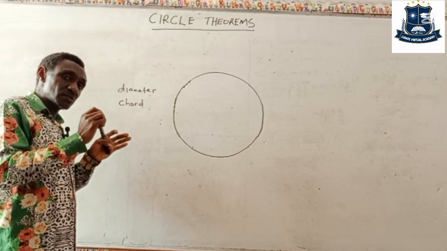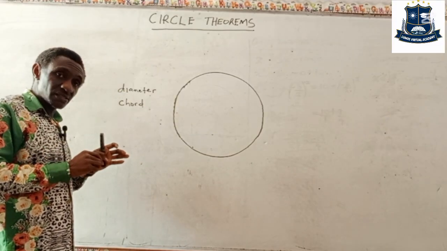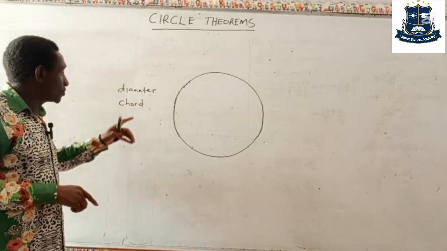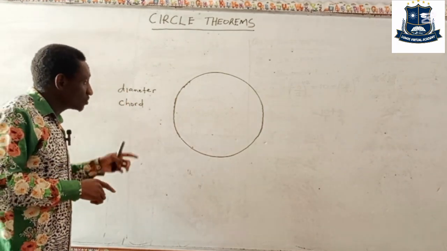Diameter, you can know using the wherever it says O. Okay. In the center, you know that that is where the center is. Any line that passes through is a diameter. And then if any line doesn't pass through, it is a chord.